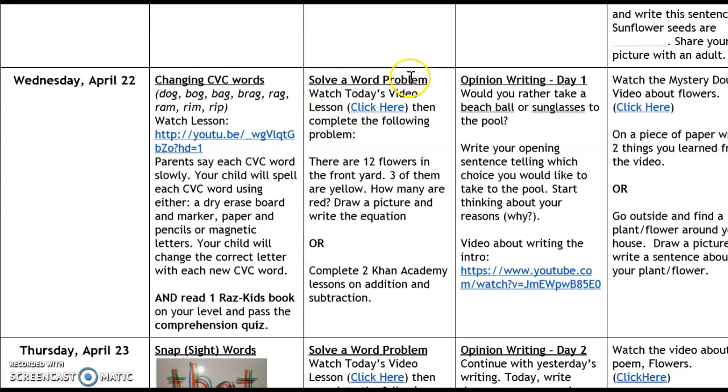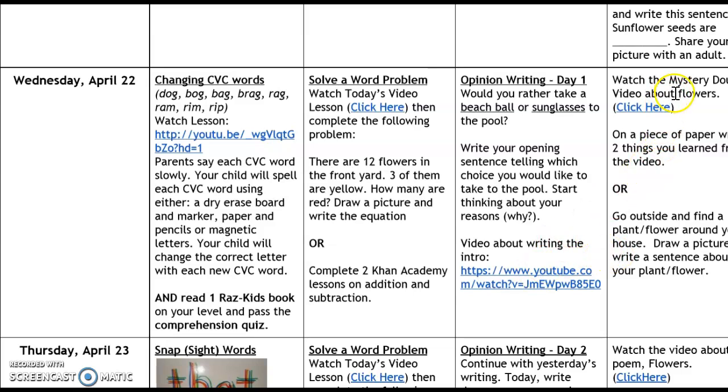Okay, solve a word problem. You're going to be solving word problems again. Click on the link. I think this is Miss Hager taking you through how to solve word problems. Like I said, drawing, number lines, and equations, three different ways to show mastery. Or you could do the Khan Academy route. And then opinion writing, day one, you're going to be writing your opinion about this prompt. And then there's a video for opinion writing at the bottom. I think that's Miss Bates on the opinion writing.